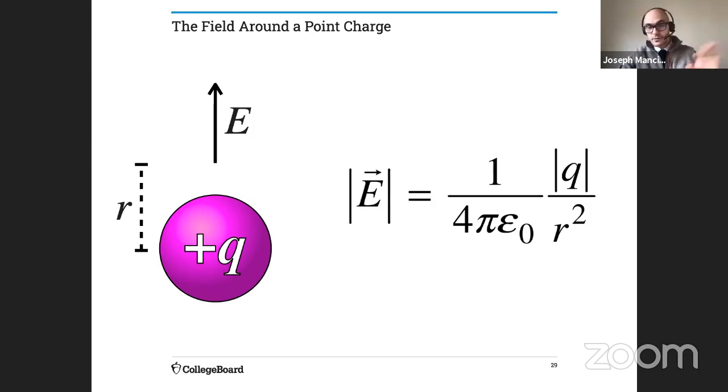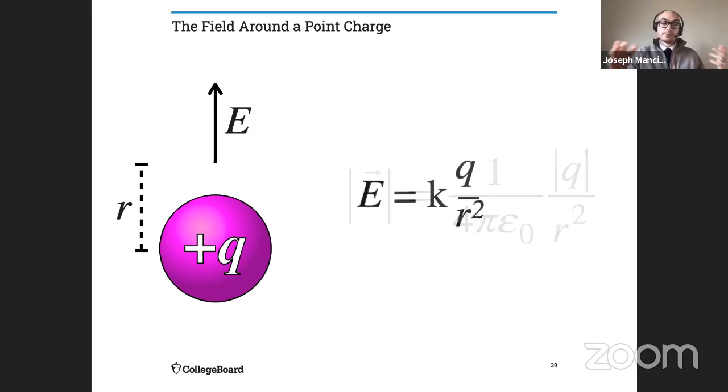Now, of course, we never write 1 over 4 pi epsilon naught in AP Physics 2. We write kQ over r squared. So the electric field is kQ over r squared. Now that's the magnitude of the field, kQ over r squared. But you'll notice it is a vector. Electric field is a vector.